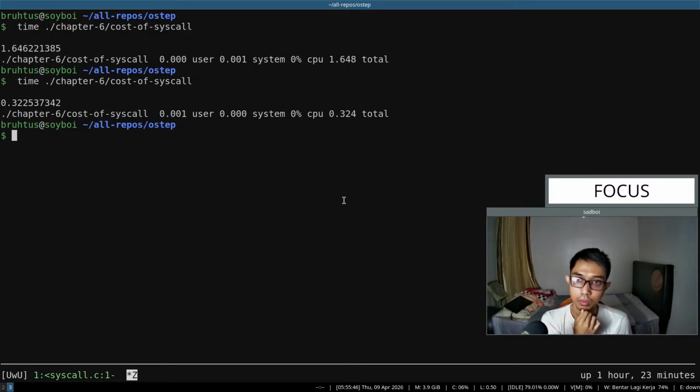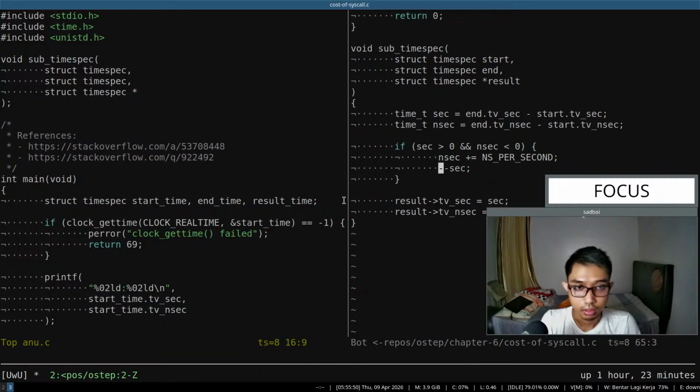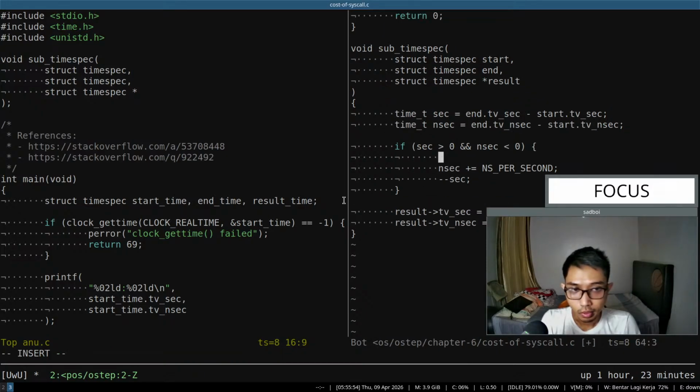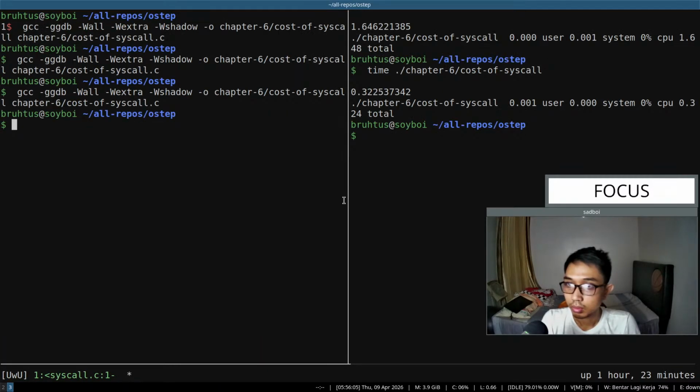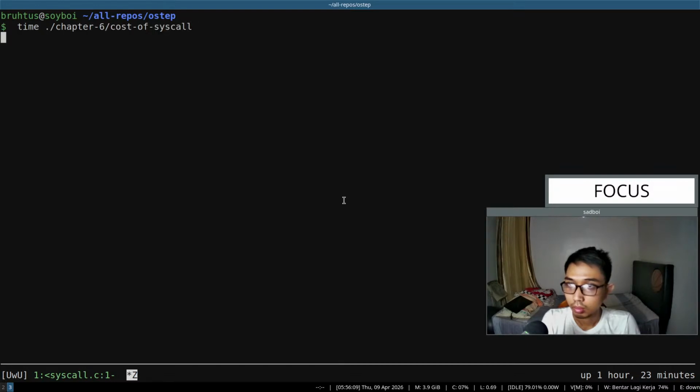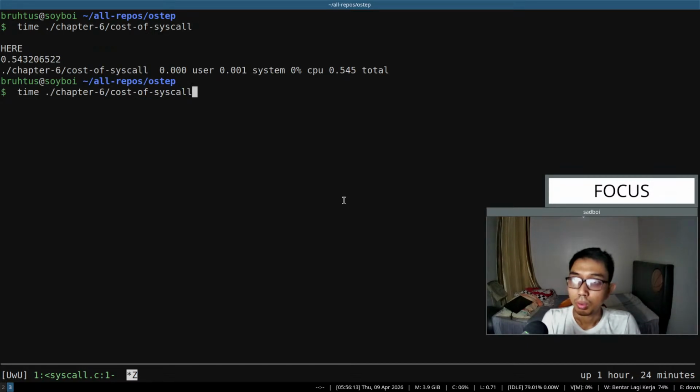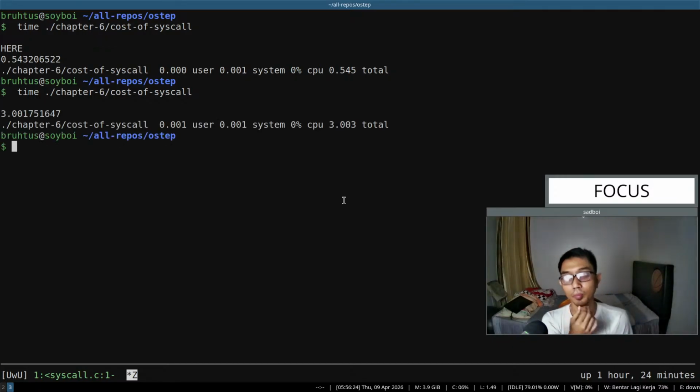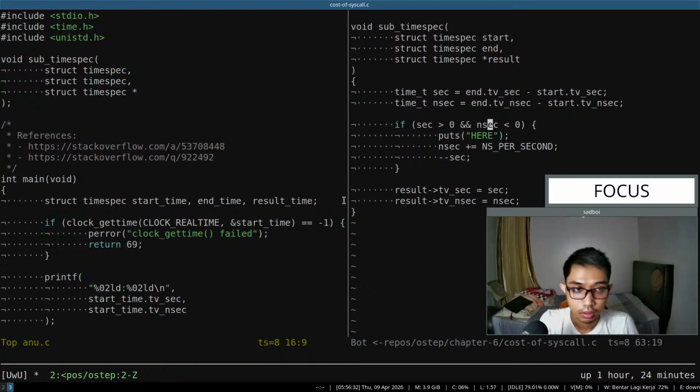Oh, okay, that's interesting. Oh, okay. If we are fast enough, the nanosecond become negative. Interesting.